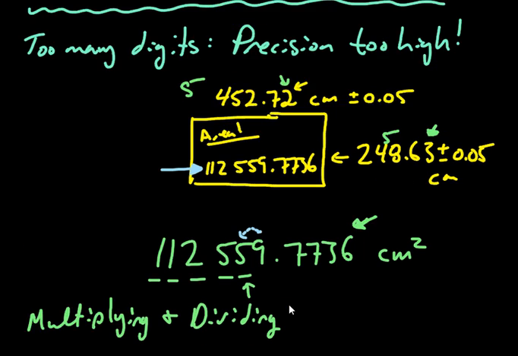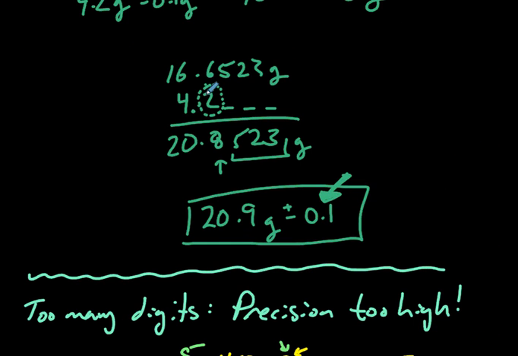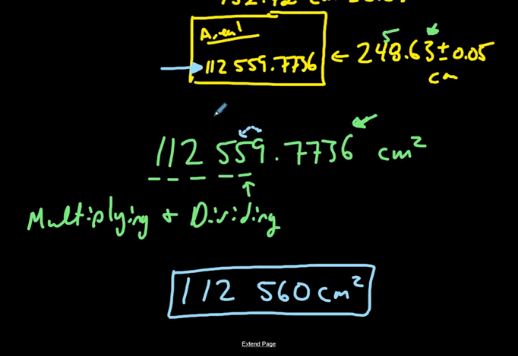So for adding, we just go with the lowest number of decimal places. For multiplying and dividing, we simply round to the number of significant digits equal to the one with the lowest input number. Well, these both have 5. If one had 4, we can only show 4 here, and we'd have to round to this digit. But since we both have 5, we can go to 5.